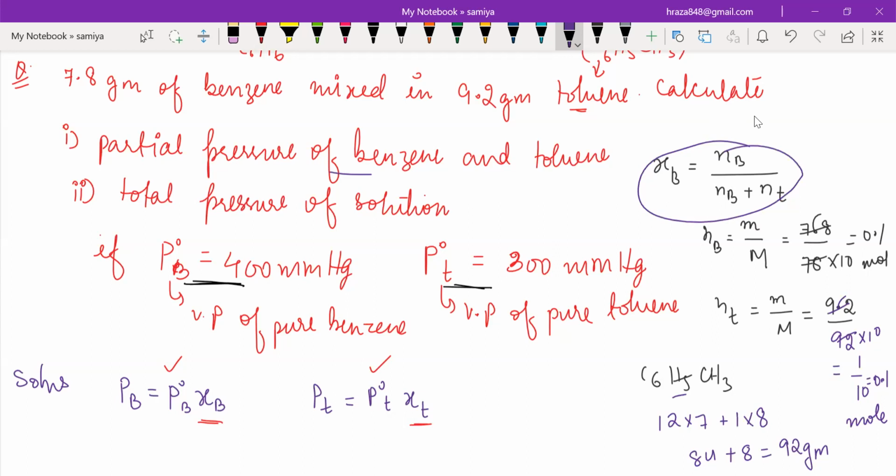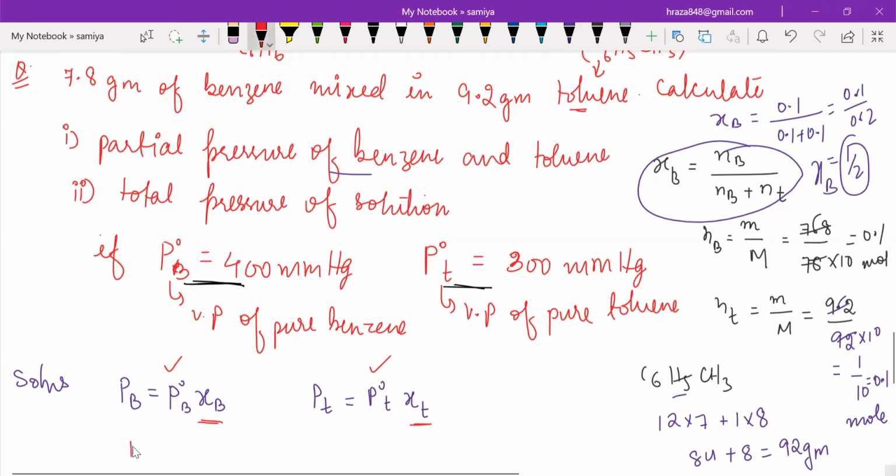Mole fraction of benzene will be 0.1 upon moles of benzene 0.1 plus 0.1, that will be 0.1 upon 0.2. Decimal will be cancelled by decimal and it will have a value of 1 by 2 as the mole fraction of benzene. Now I can easily calculate this. Pb will be P naught B, which has a value of 400, times the mole fraction of benzene, 1 by 2. So the partial pressure of benzene will have a value of 200 mmHg.